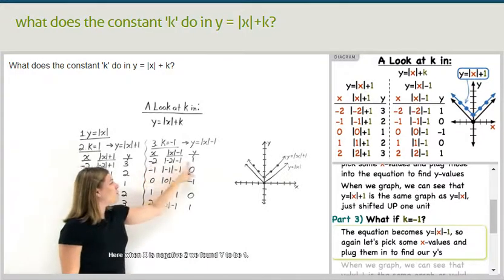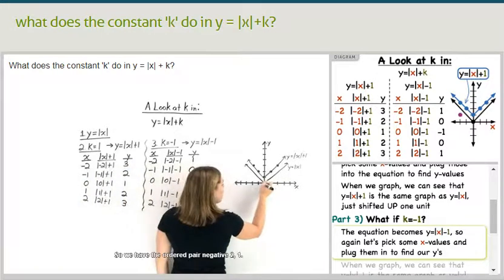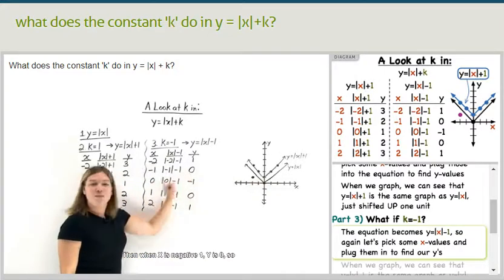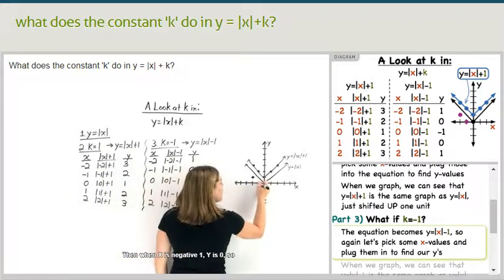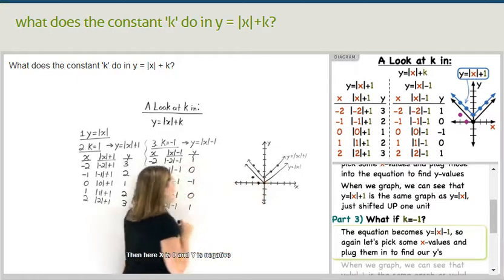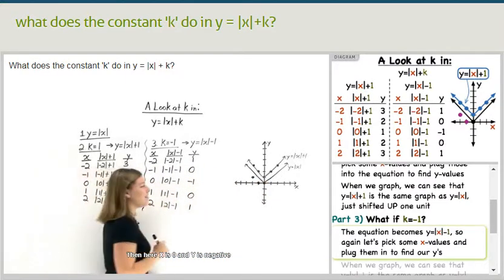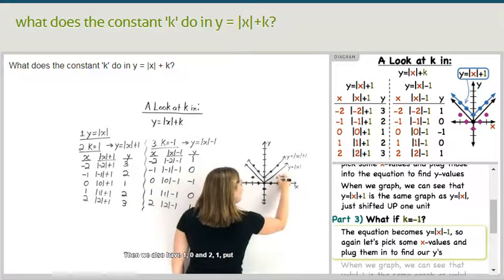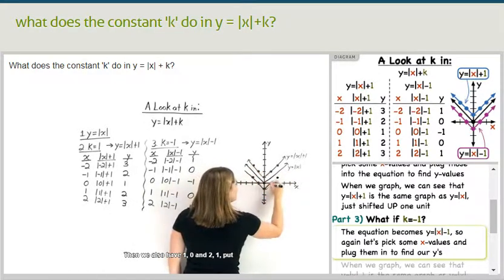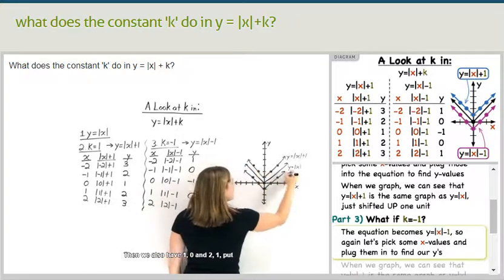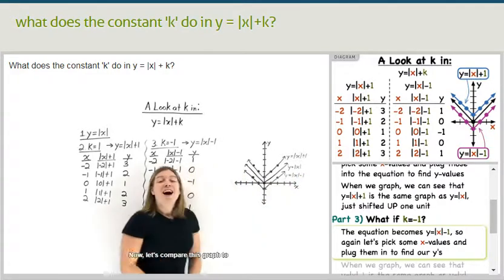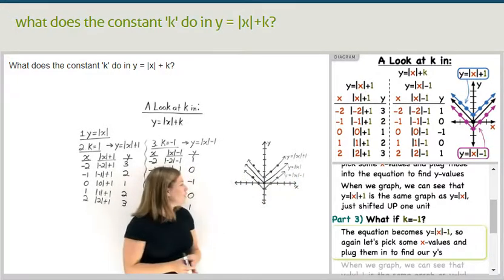Here, when x is -2, we found y to be 1. So we have the ordered pair -2, 1. Then, when x is -1, y is 0. So we have the ordered pair -1, 0. Then here, x is 0 and y is -1. So we have 0, -1. Then we also have 1, 0 and 2, 1. We put these points together and we get the graph of the equation y equals the absolute value of x minus 1. Now let's compare this graph to the graph of our parent function.